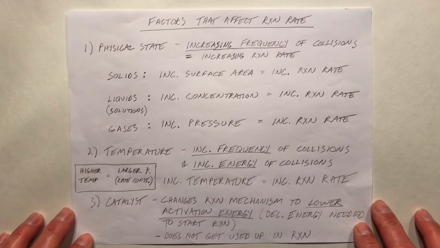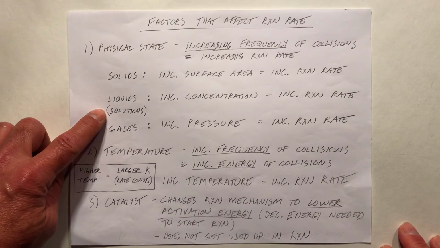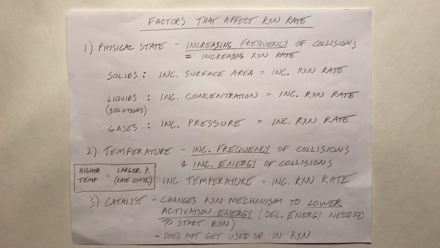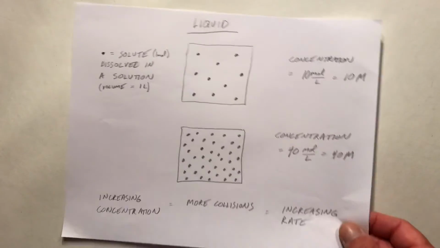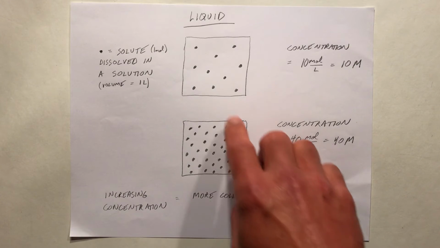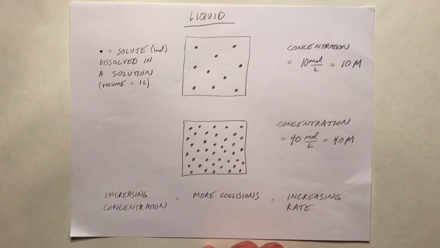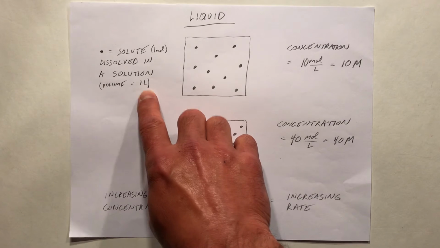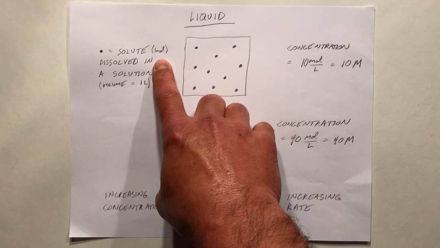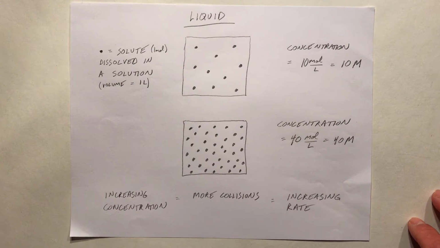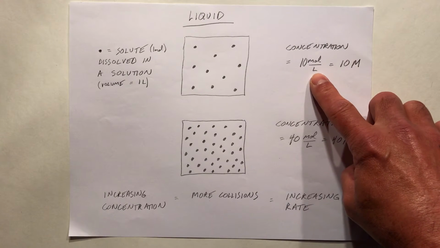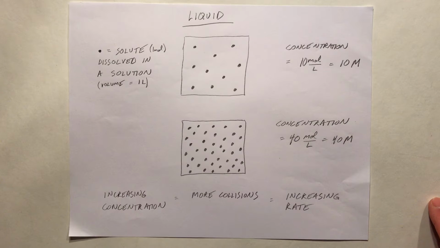Well, what about liquids? For liquids, increasing the concentration of a liquid in a mixture of liquids or a solution would increase the reaction rate. Let's consider this diagram for liquids. Let's say that we have a liter of solution inside this container. So our total volume is 1 liter, and let's say that each dot represented here in this diagram represents 1 mole of solute that's dissolved in that 1 liter of solution. Well, that would mean that the concentration inside this container would be 10 moles per liter, or 10 molar.